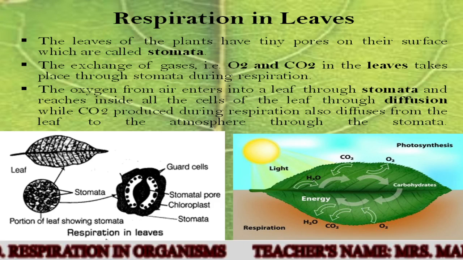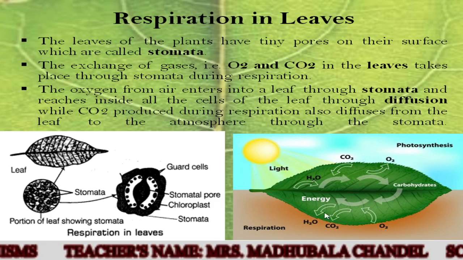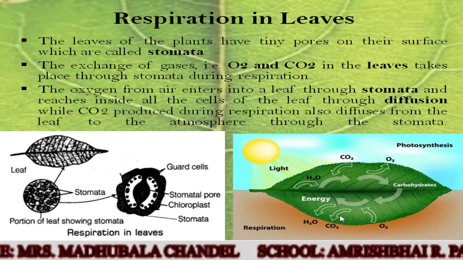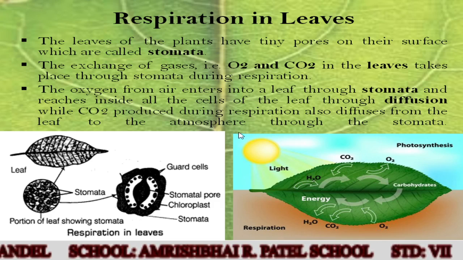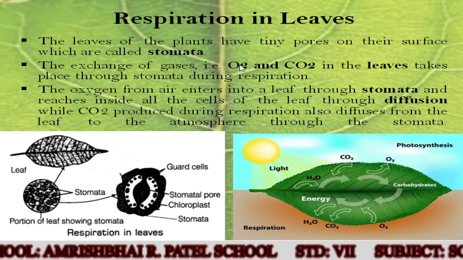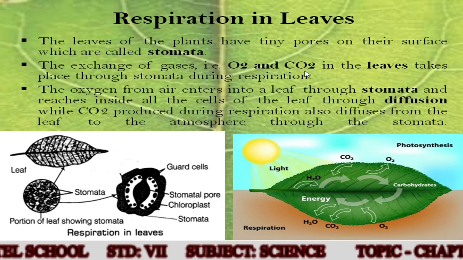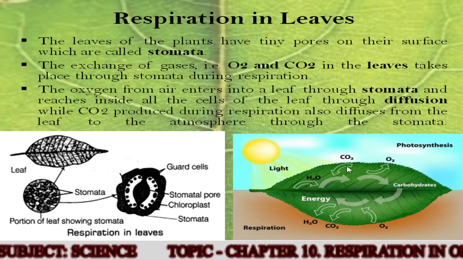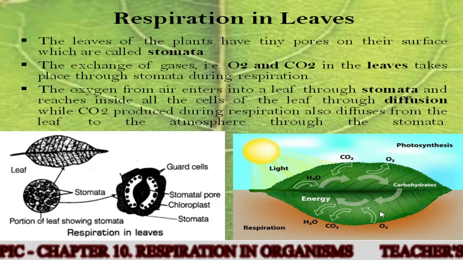The leaves of the plants have tiny pores on their surface which are called stomata. If you look below the surface of the leaf, you will see tiny pores which we cannot see with the naked eye. So those stomata are the openings, okay, from where the exchange of gases takes place in the leaves. And which gases are exchanged? Oxygen and carbon dioxide. It takes place through the stomata during the respiration. As you can see in the diagram here, oxygen is entering inside, right?